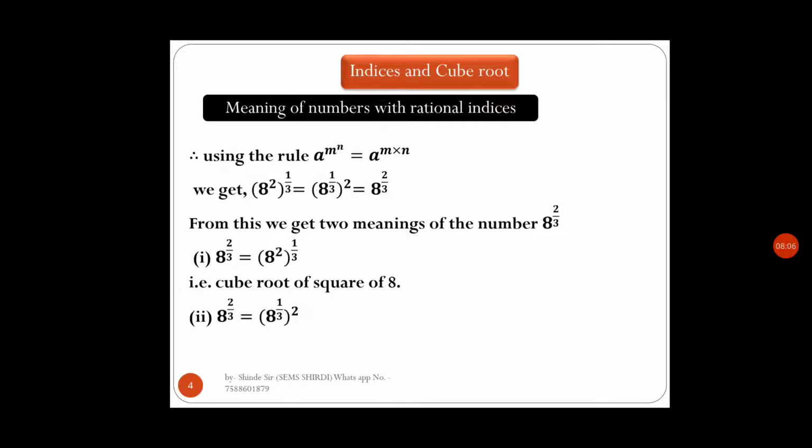Again we repeat this topic. Here 8 raised to 2 by 3, how to write it? There are two types of writing: 8 raised to 2, bracket raised to 1 by 3, which means the cube root of the square of 8, and in the second way, 8 raised to 1 by 3 in bracket squared, which means the square of the cube root of 8.